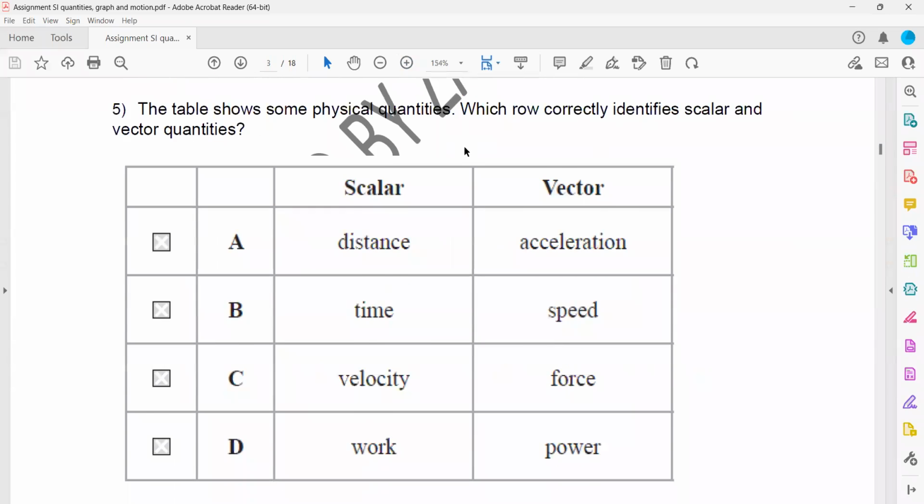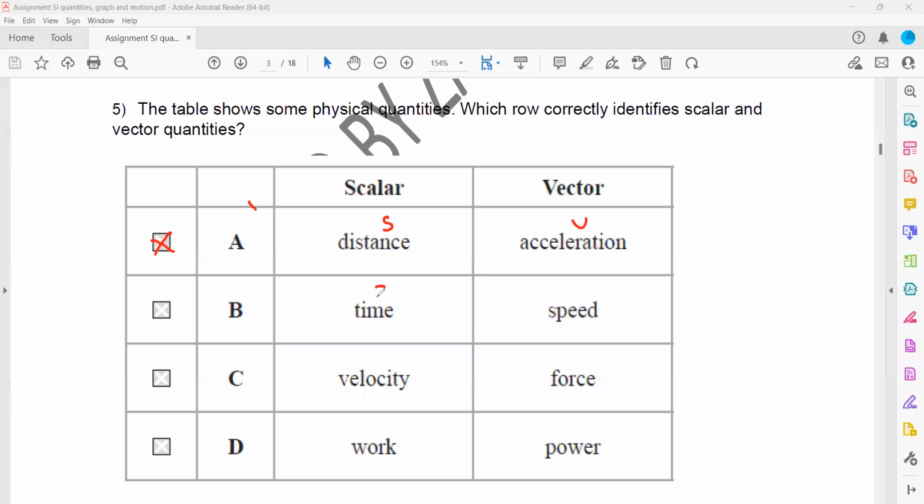In question 5, the table shows some physical quantities, which will correctly identify the scalar and the vector. So we have to check which one includes the correct position for scalar and which one is for vector. When we sort out, distance is a scalar quantity, velocity and acceleration are vector quantities. So A should be the right one.